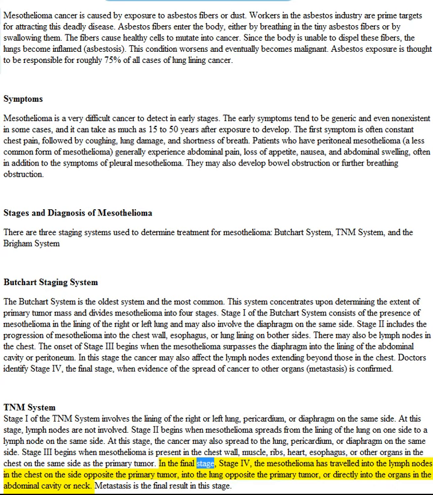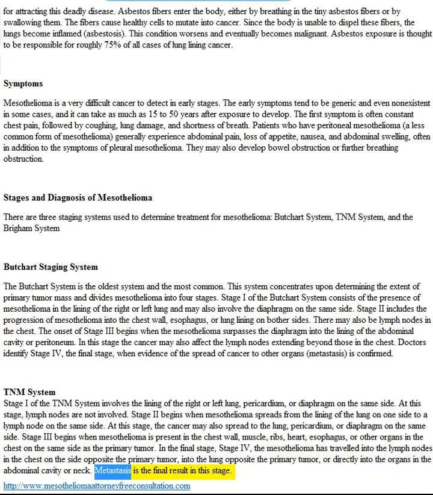In the final stage, stage IV, the mesothelioma has traveled into the lymph nodes in the chest on the side opposite the primary tumor, into the lung opposite the primary tumor, or directly into the organs in the abdominal cavity or neck. Metastasis is the final result in this stage.